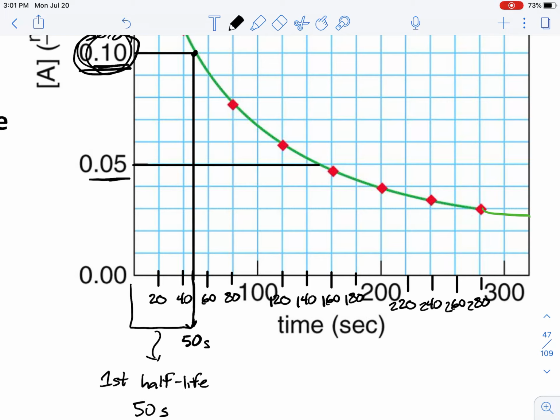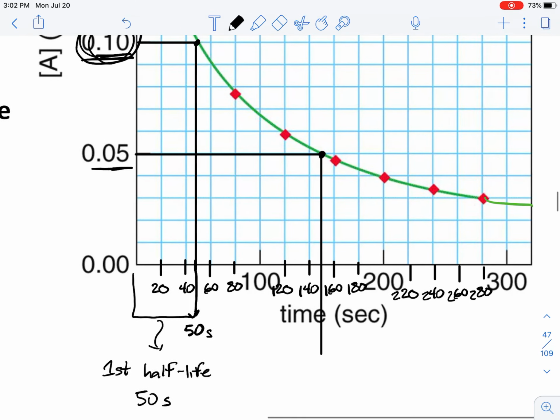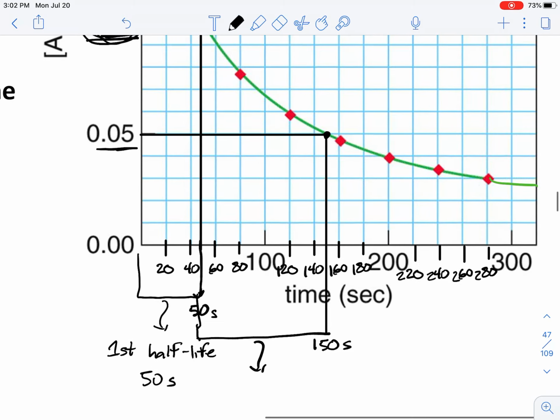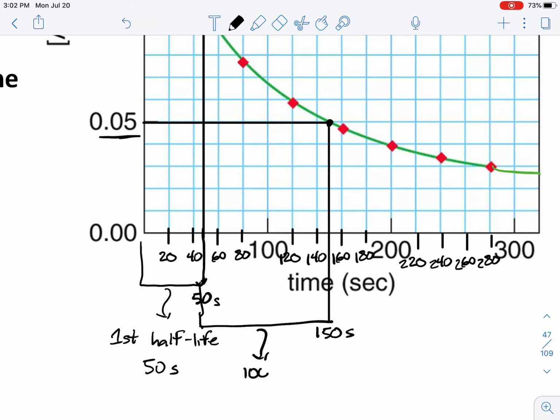If I take my black line and extrapolate it until it hits the green graph, the green line, and trace it down so that it hits the x-axis, which represents time, notice that it now hits 150 seconds. So if you look at the time interval between the first half-life and the second half-life, the time interval is going to be 100 seconds.